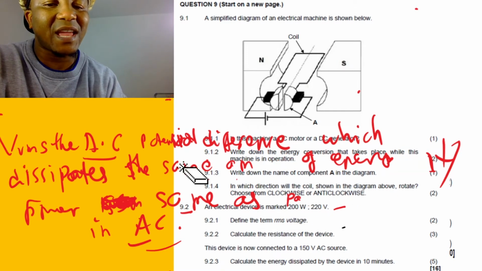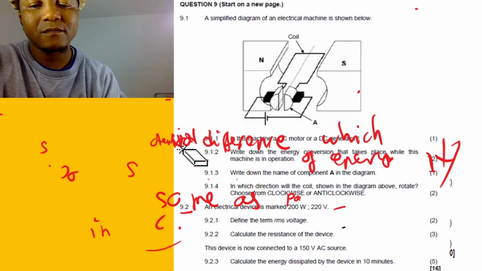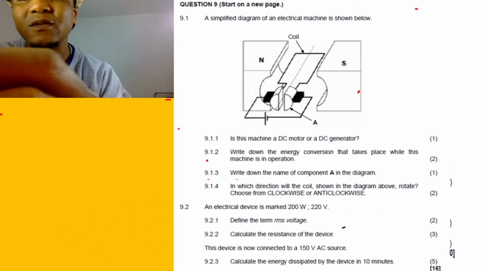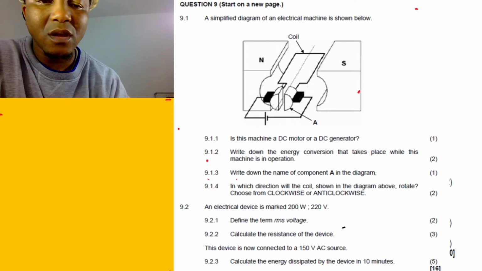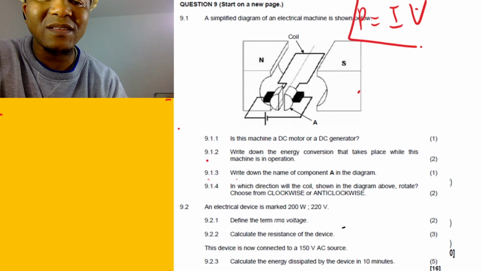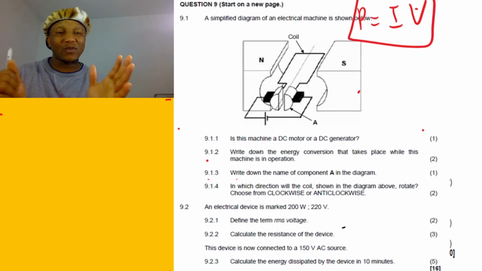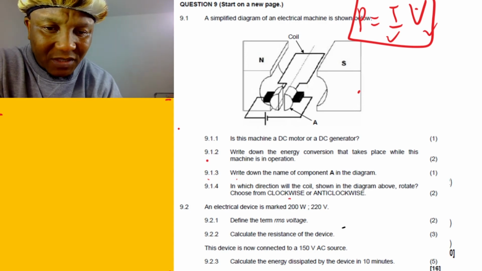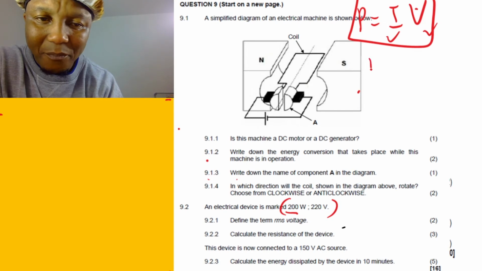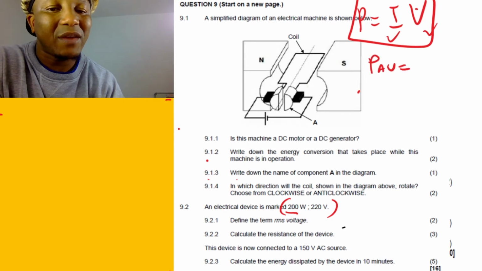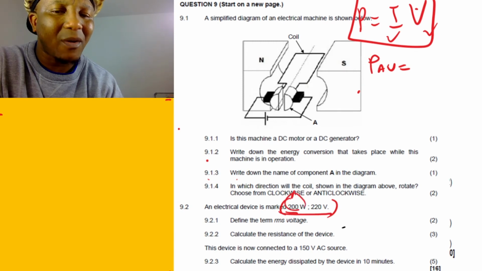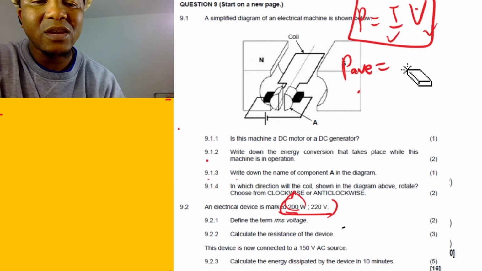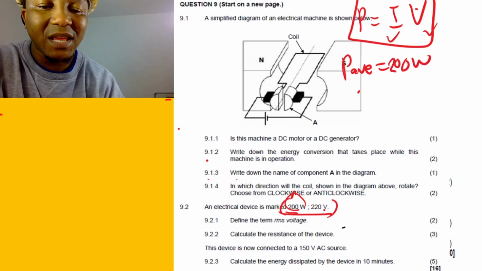The next one is a calculation from the data they gave us. Now let's see how we can calculate this. Very important concept here: power is always equal to IV. Memorize this. Power equals current times potential difference, V meaning potential difference, I the current, and P the power. They give us the average power, equal to 200 watt.